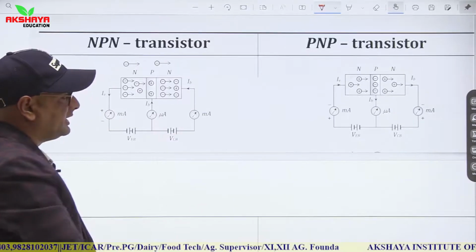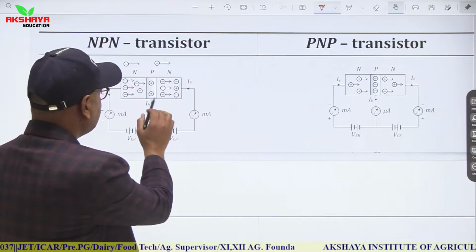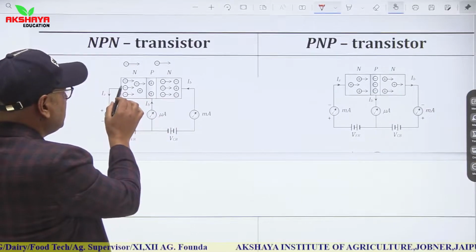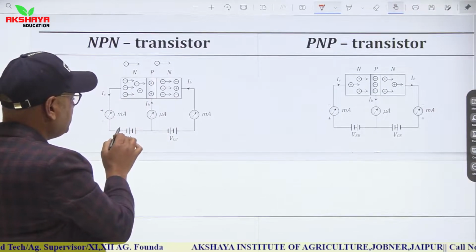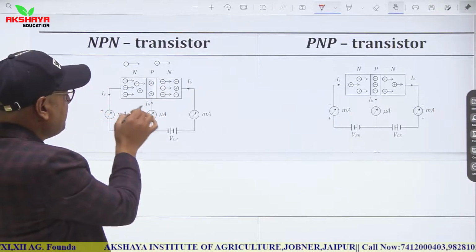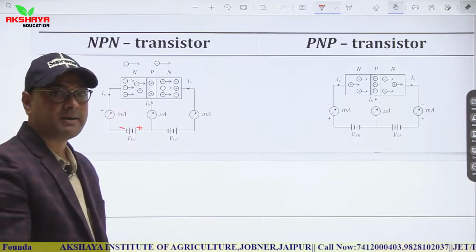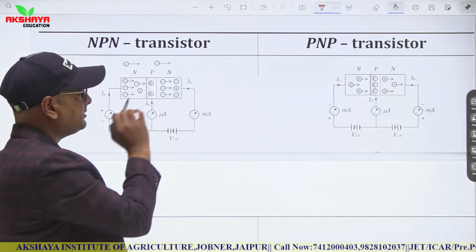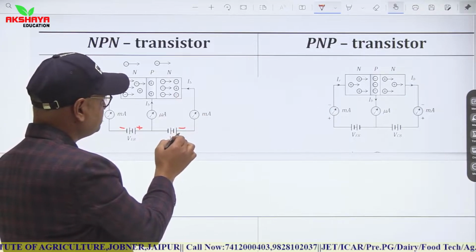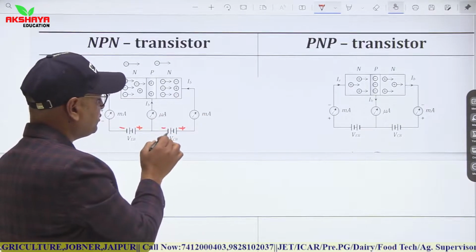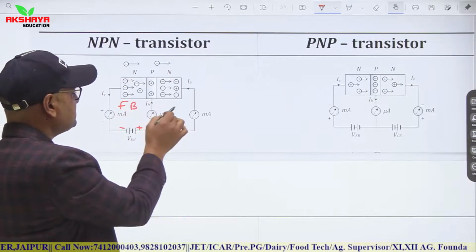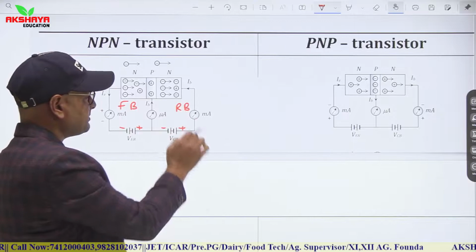So let us talk about its working. Here we have connected an NPN transistor in a circuit, in which the N region is connected with the negative terminal and the P region is connected with the positive terminal, because it is the emitter-base region. So it is in forward bias. In the collector-base region, N is connected with positive and P is connected with negative, as it is in reverse bias. So this portion is in forward bias and this portion is in reverse bias.